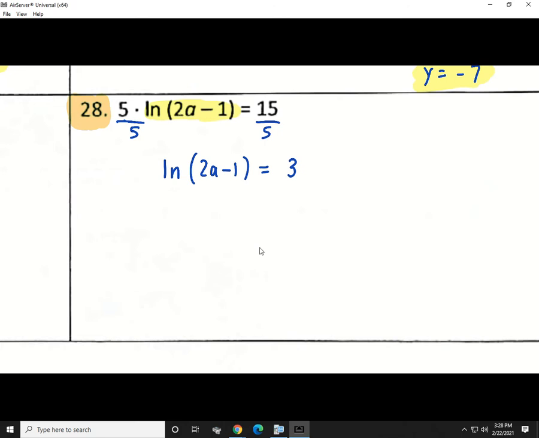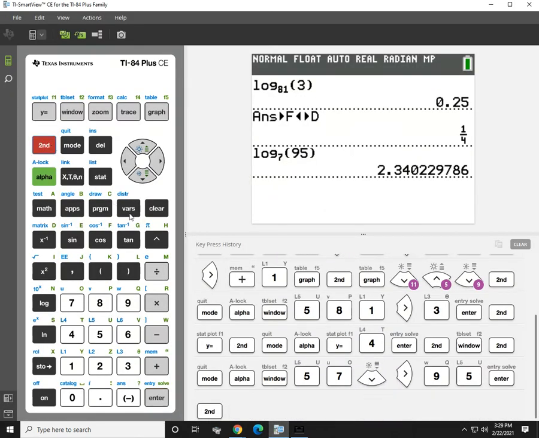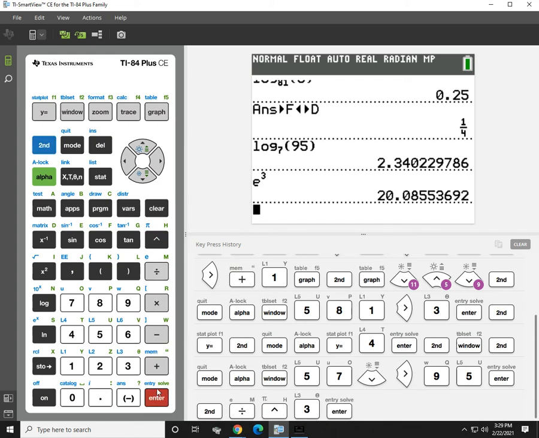So we're going to remember that this is a natural log. So the understood base here is e. So I'm going to write this as an exponent. E to what power? The third power equals what? 2a minus 1. So go to your calculator and type in second divided by and raise it to the third power. E to the third is 20.09.